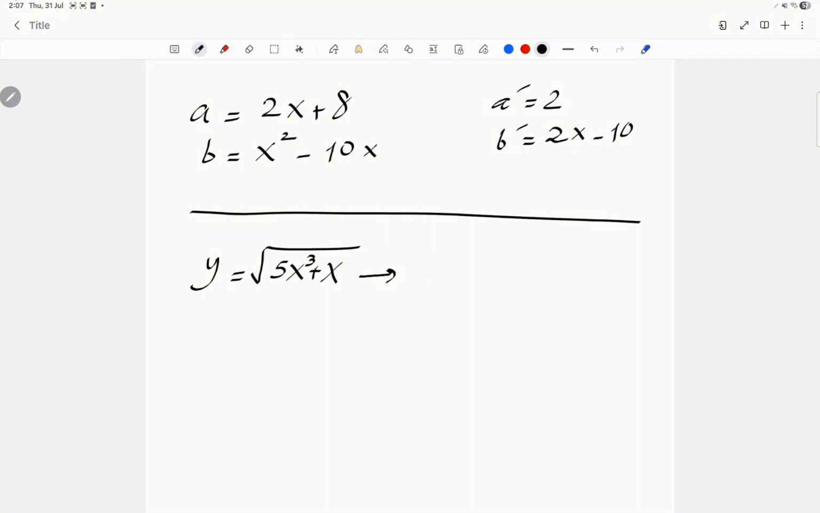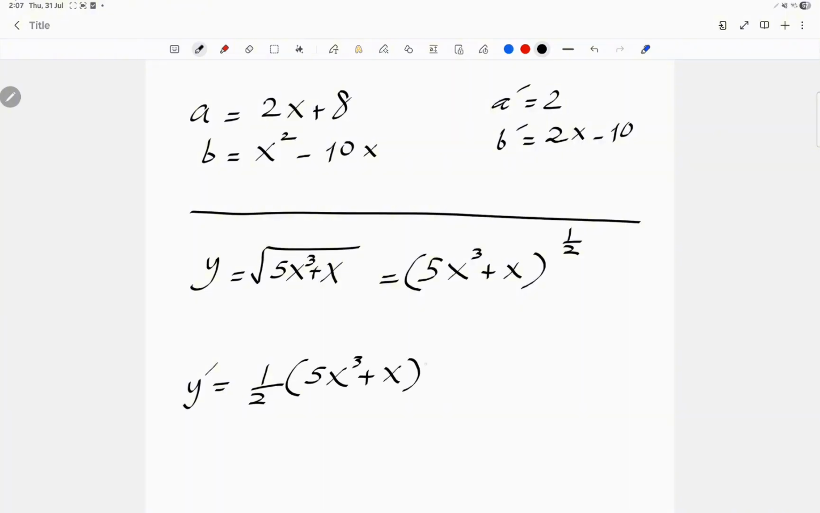Before that, actually, make it as a power. So (5x cubed plus x) to the power of half. Let's now do y prime. Bring the half down. Minus half power multiplied by the derivative of the inside, which is that's it. That's how we do it. Don't I just need to write the one. Yeah, I know. Okay.